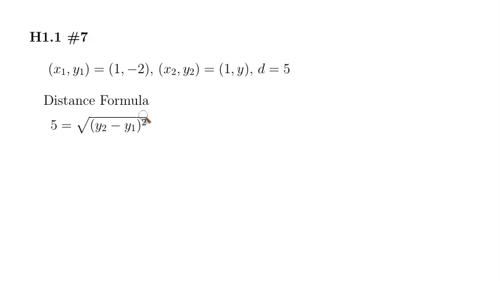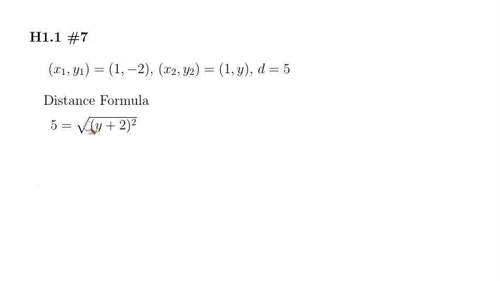So what's y2? y2 is y, so I'm going to put the y for y2, and we get that. And what's y1? y1 is negative 2, so it's going to be minus negative 2, which turns into plus 2. So instead of negative y1, I'm going to put plus 2 there. So we end up getting this equation.